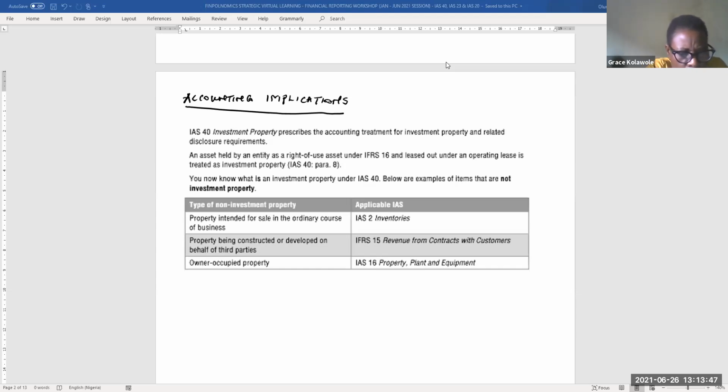Property being constructed or developed on behalf of third parties. The applicable standard is IFRS 15, revenue from contracts with customers. The last one, owner occupied property. IAS 16, property, plant, and equipment.